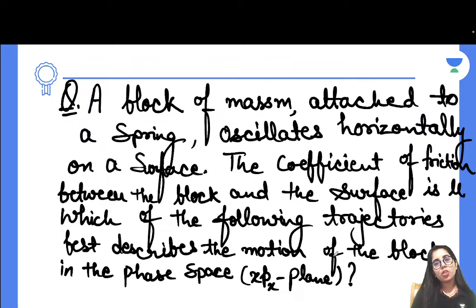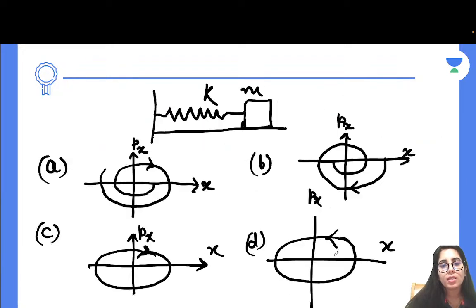So actually guys, in this case, they have given a block of mass m which is attached to a spring, oscillates horizontally on a surface, right? The coefficient of friction between the block and the surface is mu, so that means frictional force is there, right? And the other thing is, which of the following trajectories best describes the motion of the block in the phase space? So that's what you have to consider. Now trajectory means what? The momentum versus position graph. So all the options are showing us the px versus x graph, right?